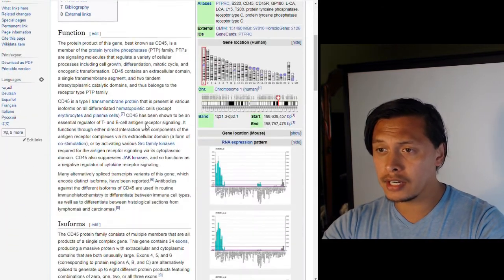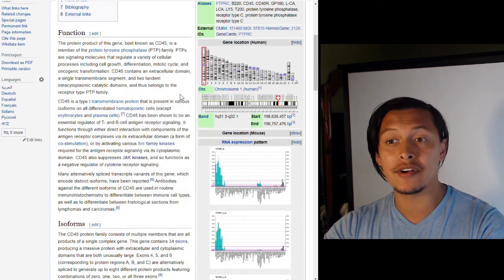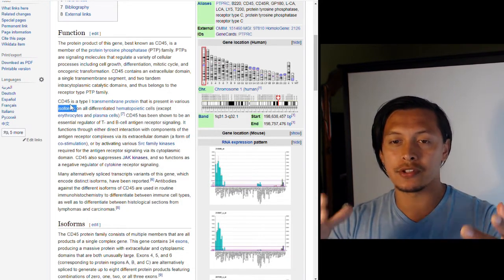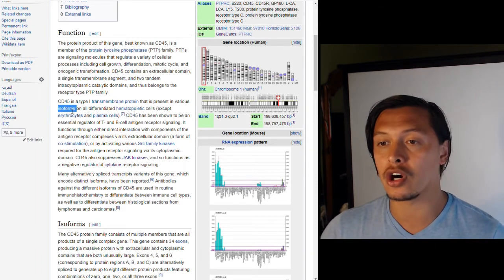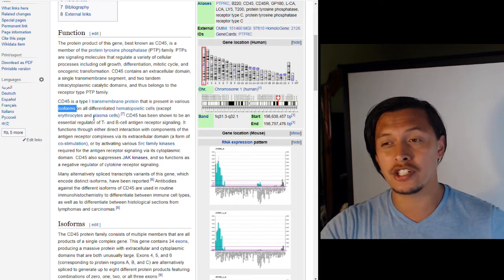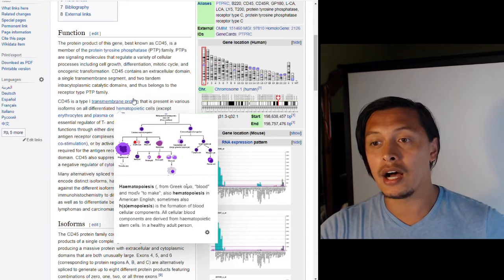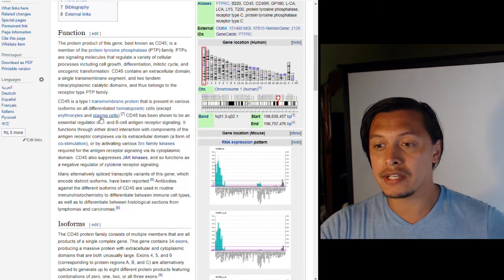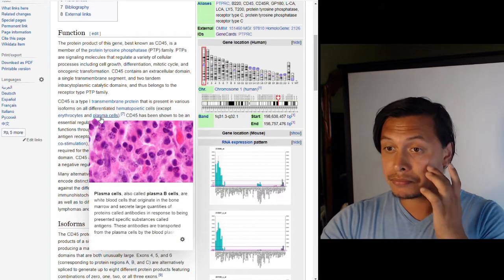So let's see, it is a transmembrane protein that is present in various isoforms. Isoforms meaning different types based on different alternative splicing of the messenger RNA. It's found in a lot of different cells, and it's found on all differentiated hematopoietic cells, except for the erythrocytes and the plasma cells. So basically, these are on pretty much all of the white blood cells.